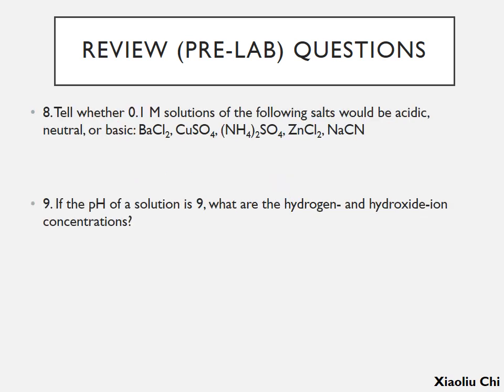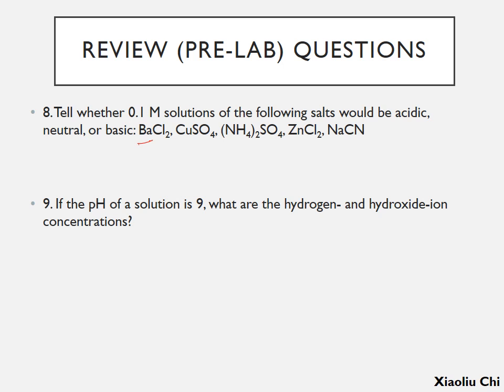Question number 8. Tell whether 0.1 molarity solutions of the following salts would be acidic, neutral, or basic. To answer this question, you should first ask, what acid and base does this salt come from? If both are from a strong acid and a strong base, both are strong, then it's neutral. So the first one, the barium ion comes from barium hydroxide.